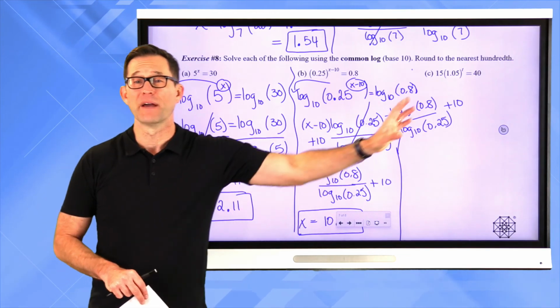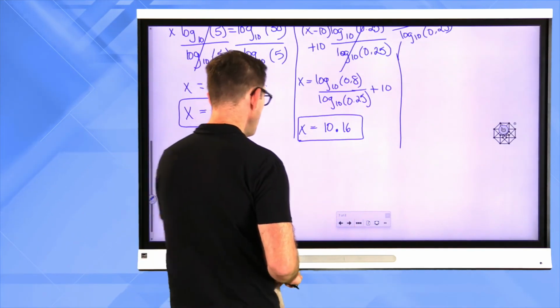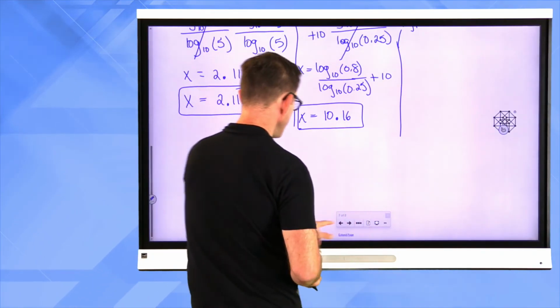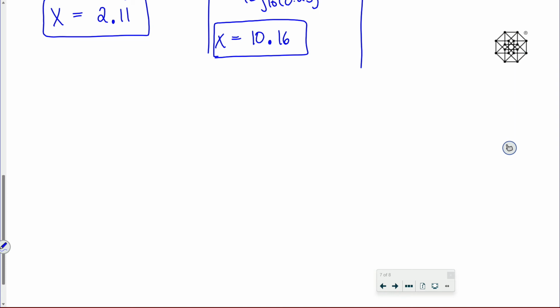All right, I'm not gonna even try to squeeze it in here. I'm gonna just rewrite the problem down below so that we have plenty of room to work on it, hopefully. Let's just extend the page. And letter C, what we had was 15 times 1.05 to the t is equal to 40.